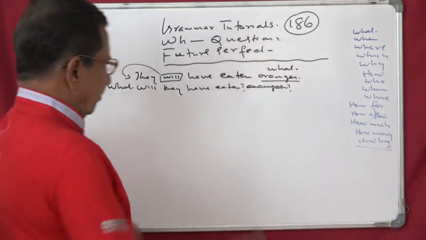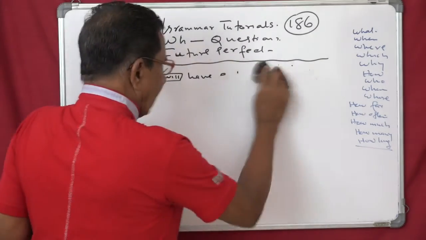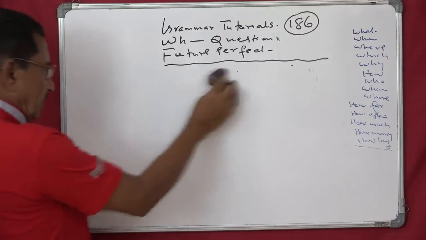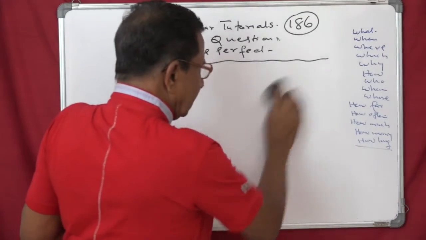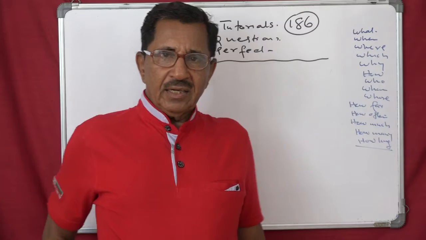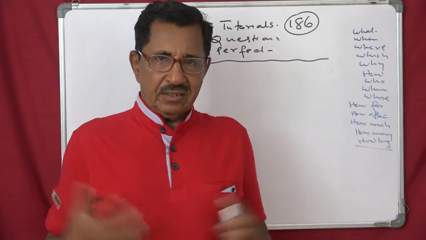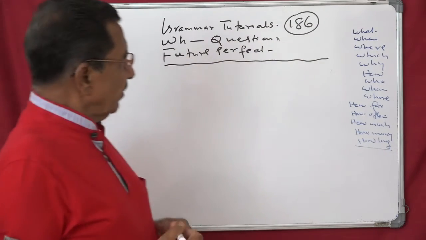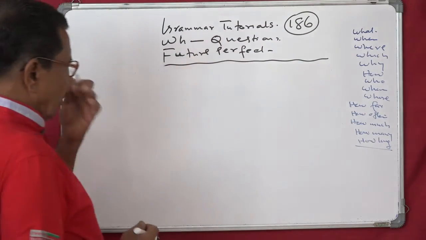So let's try. Let's take examples. So I think the method is now clear to you. See, once you have the yes or no questions, then all what you have to do is choose the appropriate question word and bring it at the beginning of the sentence. That's all. Alright, so the first one we have done. The second one, let's see, what are we going to do with the second one?